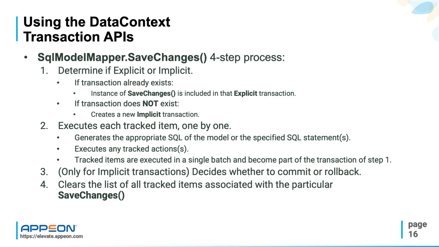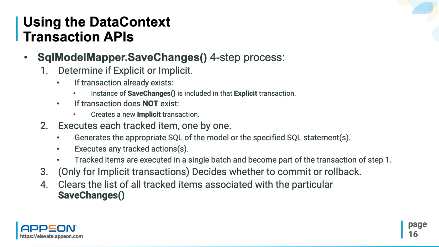First, it determines if the transaction is explicit or implicit. If the transaction already exists, then an instance of the SaveChanges method is already included in the explicit transaction. But if the transaction does not exist, it creates a new implicit transaction.